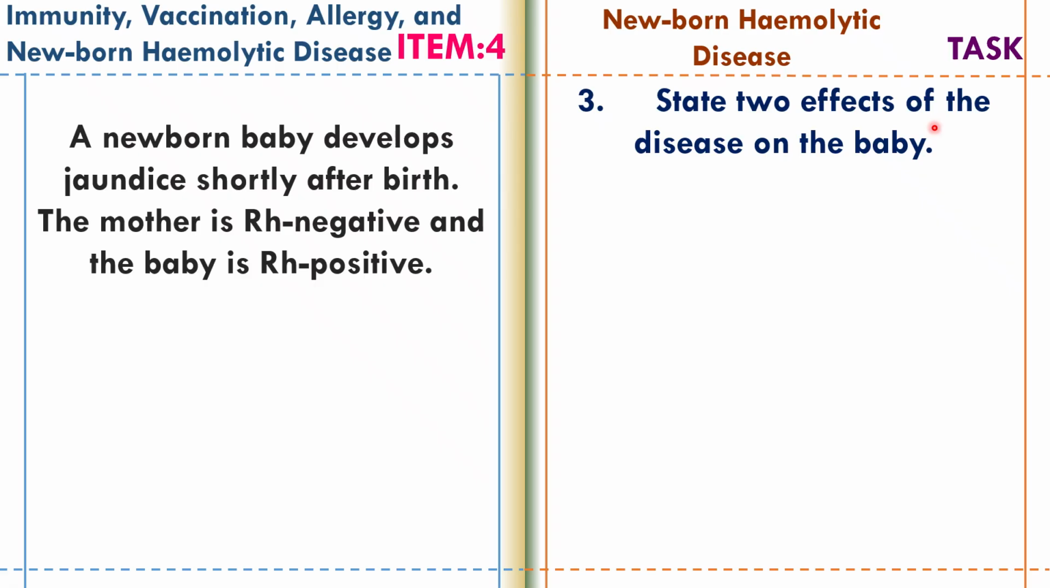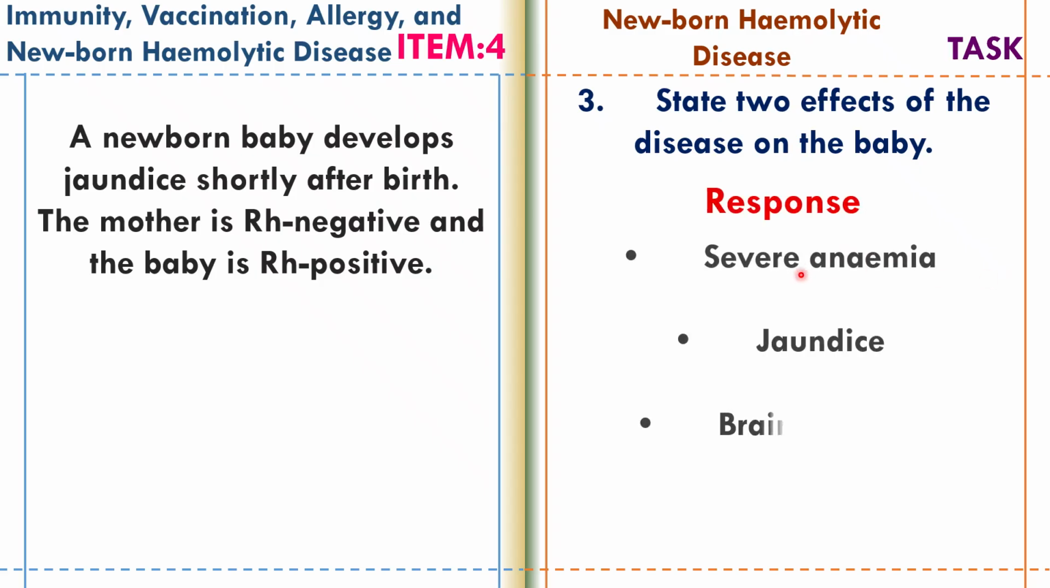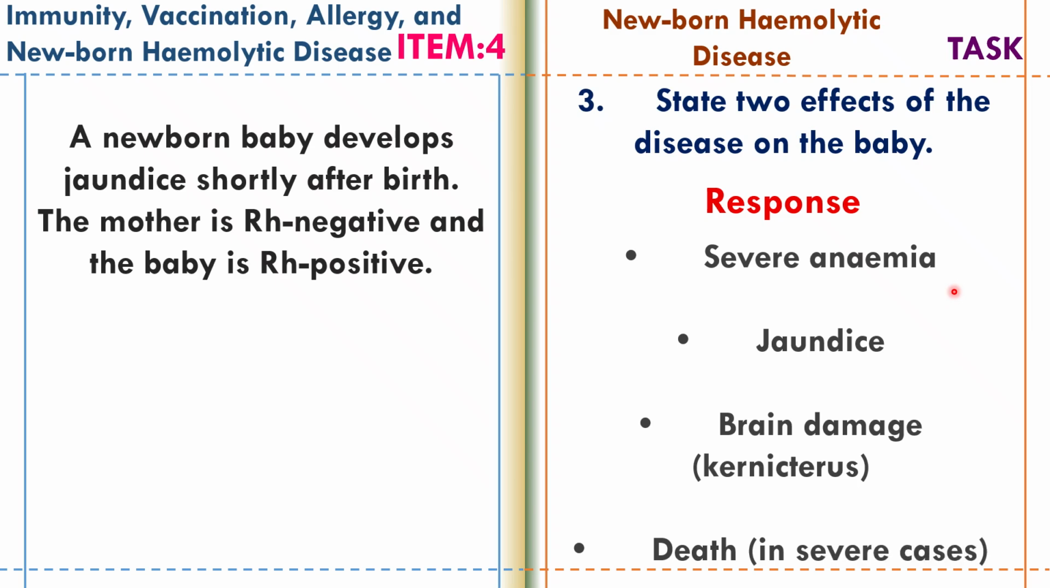State 2 effects of the disease on the baby. Severe anemia, jaundice, brain damage, and death in severe cases.